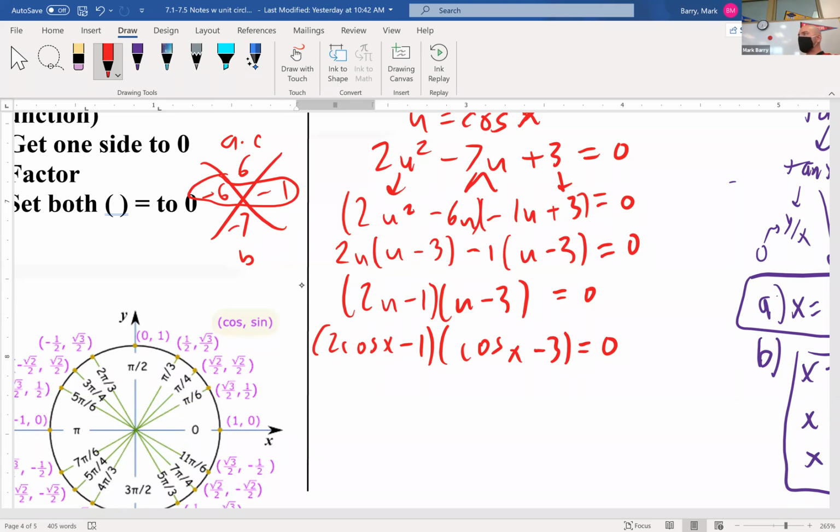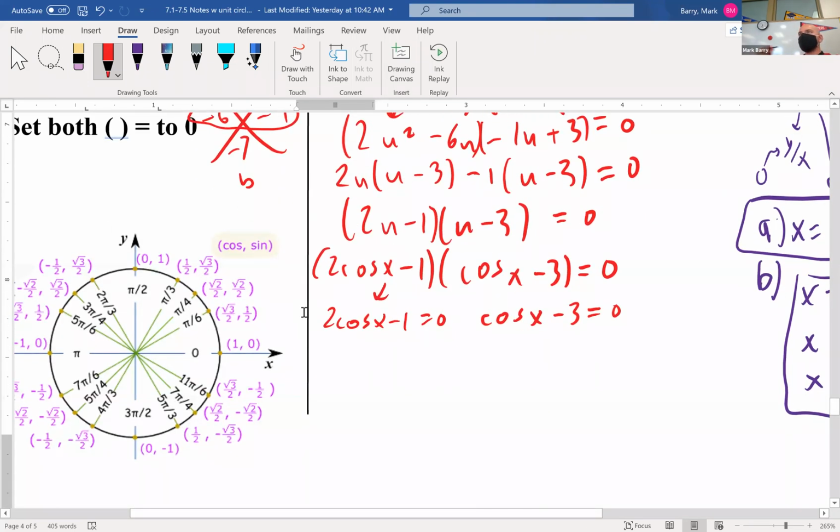So now I just need to solve that. Good news about that is it's factored equal to 0, which is in a good spot. Because what I'm allowed to do with that is split up my factors, set them equal to 0 individually, and solve. All right, so I get 2 cosine x minus 1 equals 0, and cosine x minus 3 equals 0. So I'll isolate the cosine on both of those.